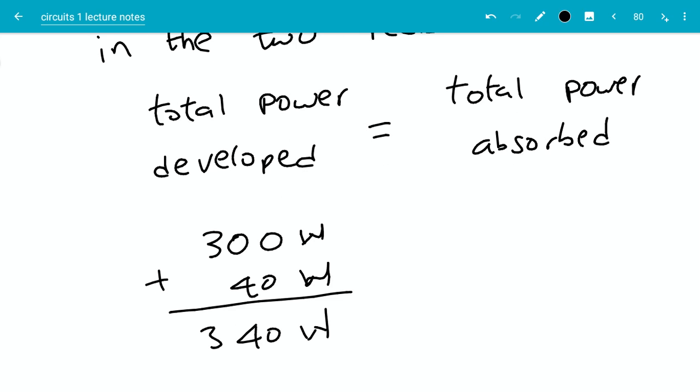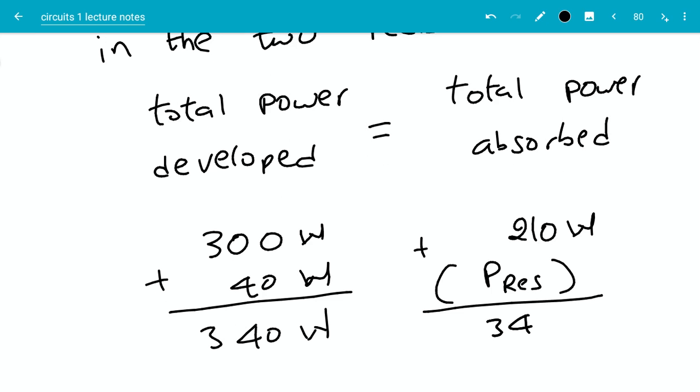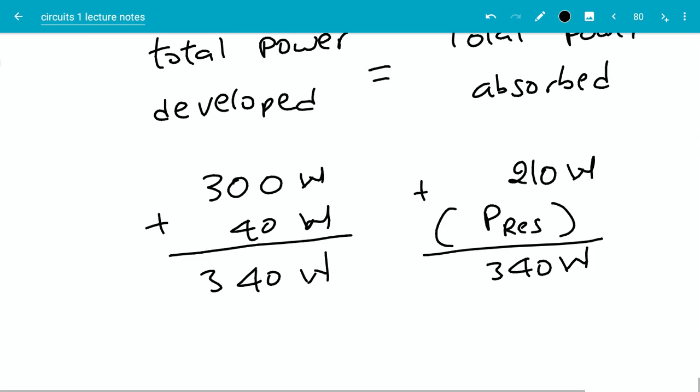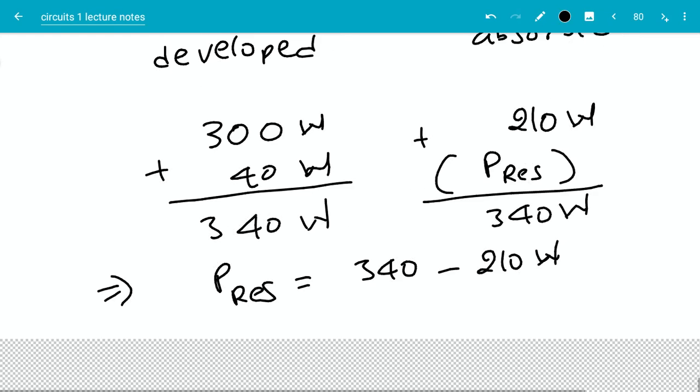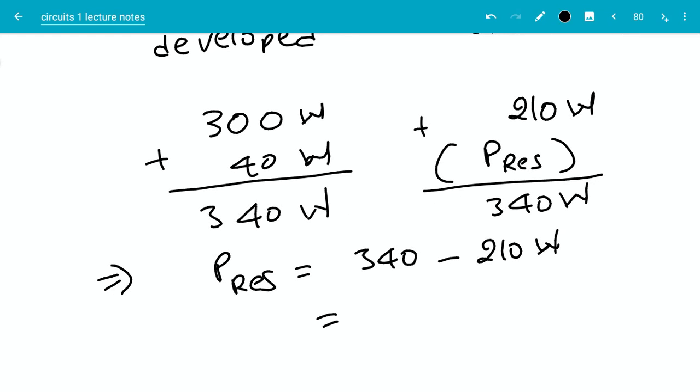And we also know that the independent voltage source is absorbing power, and it is absorbing 210 watts. So the 210 watts, in addition to the power absorbed by the resistors, should be equal to 340 watts, which implies the power absorbed by the resistors is equal to 340 watts minus 210 watts, which will be equal to 130 watts.